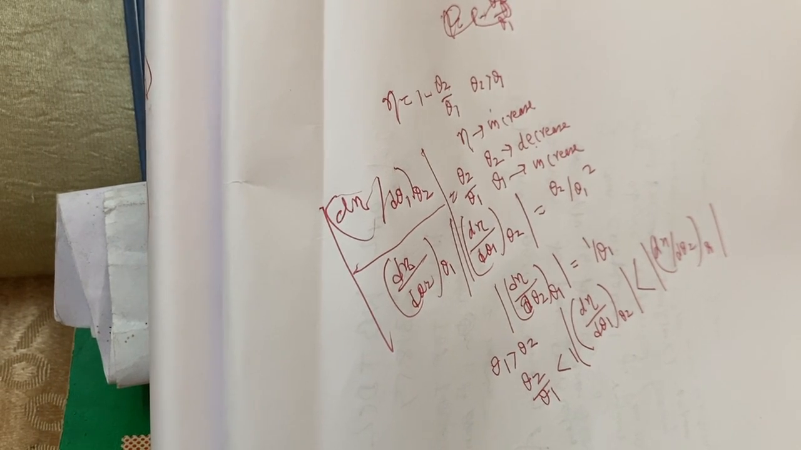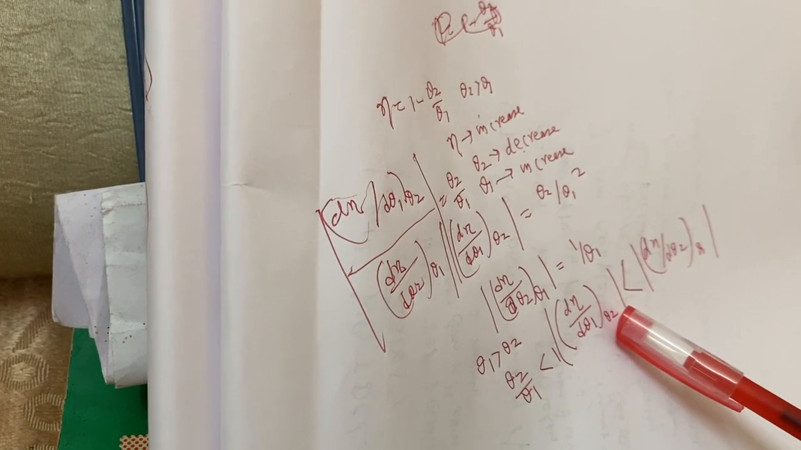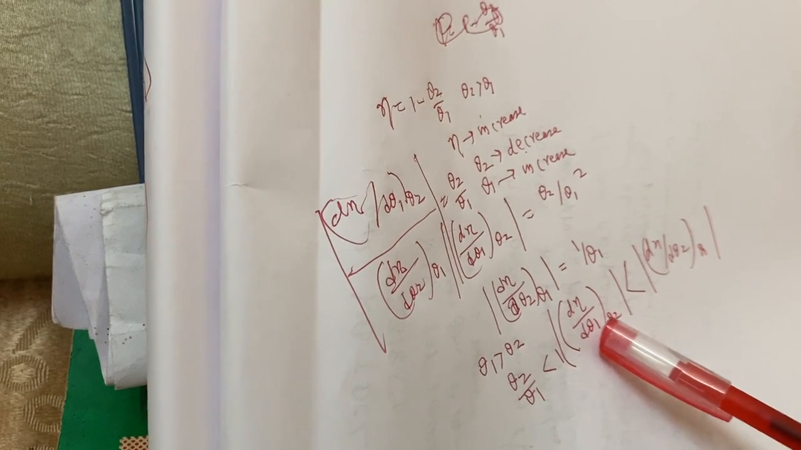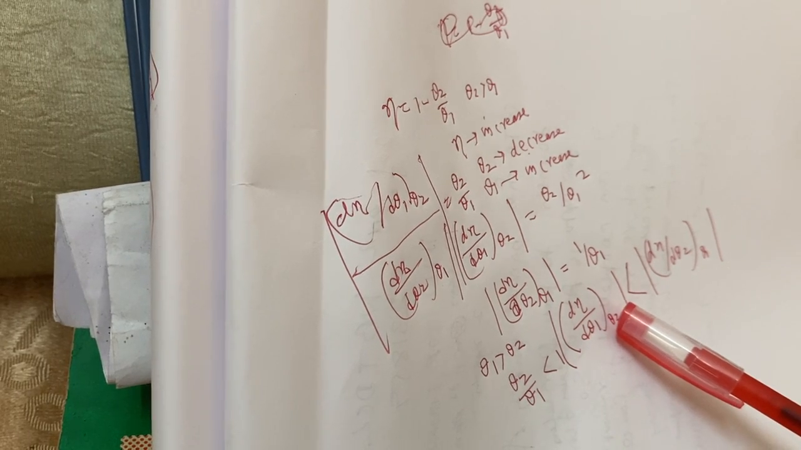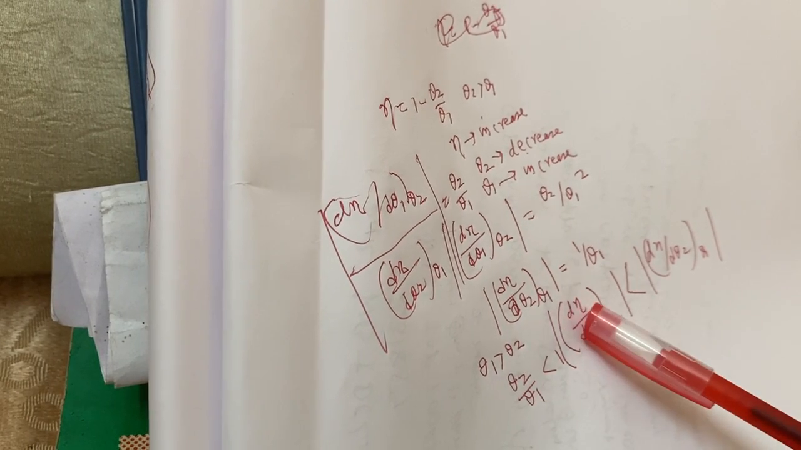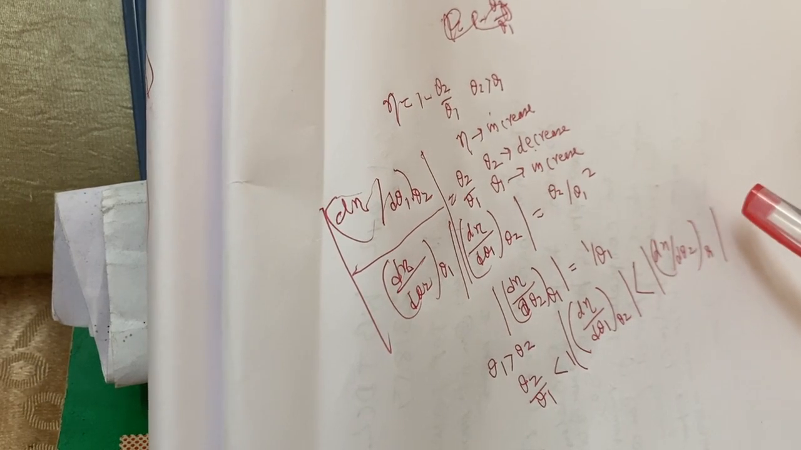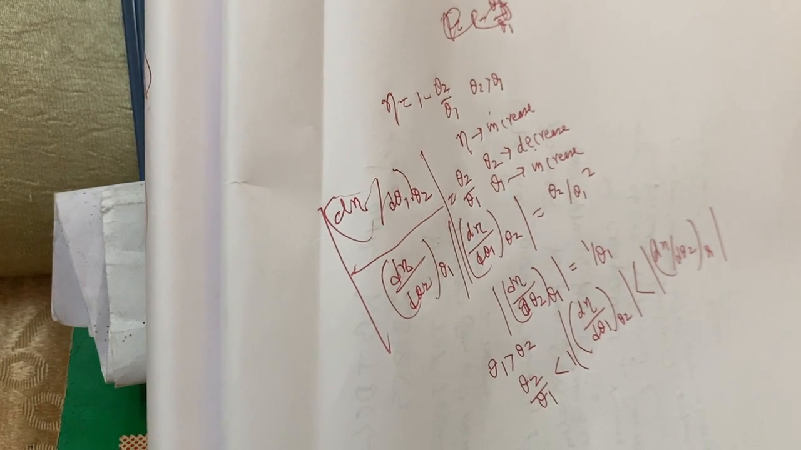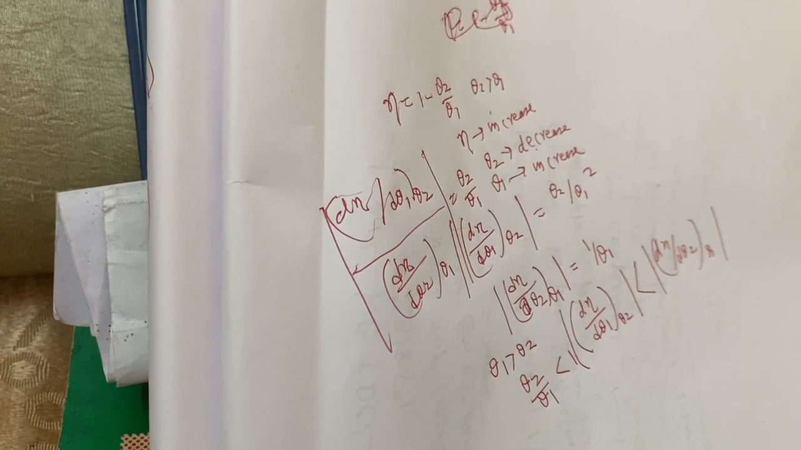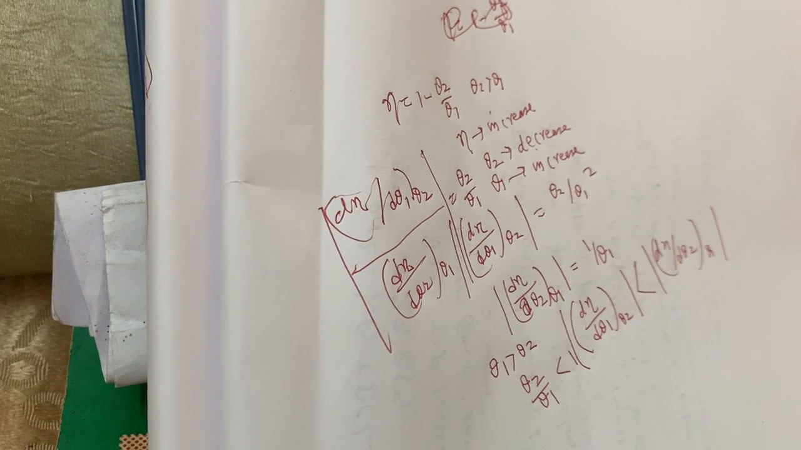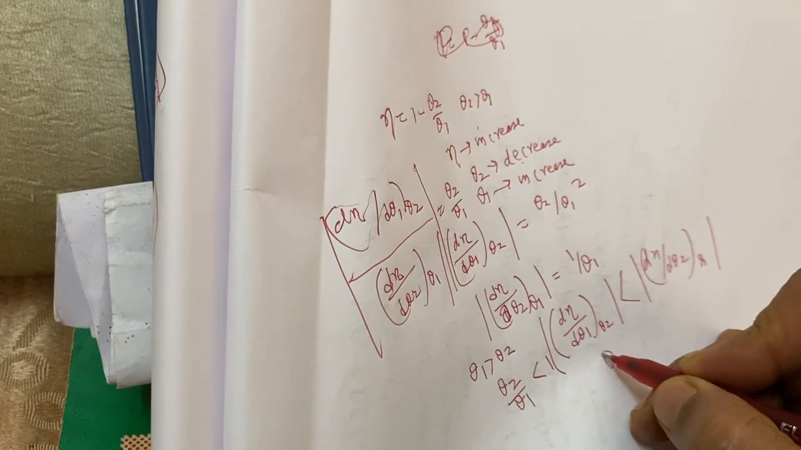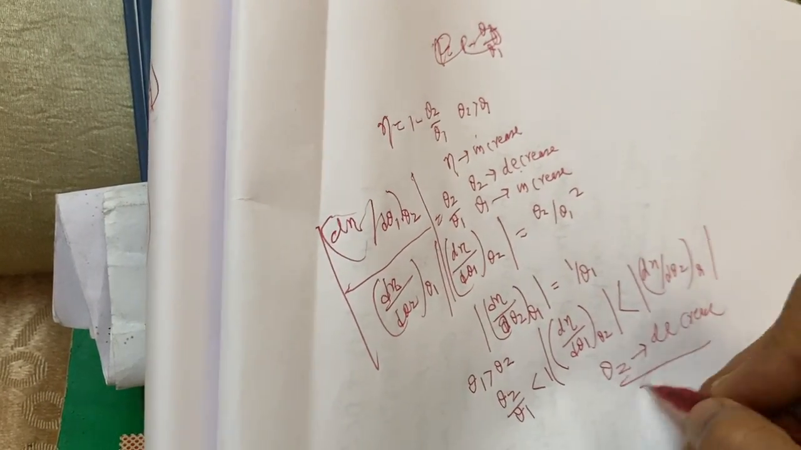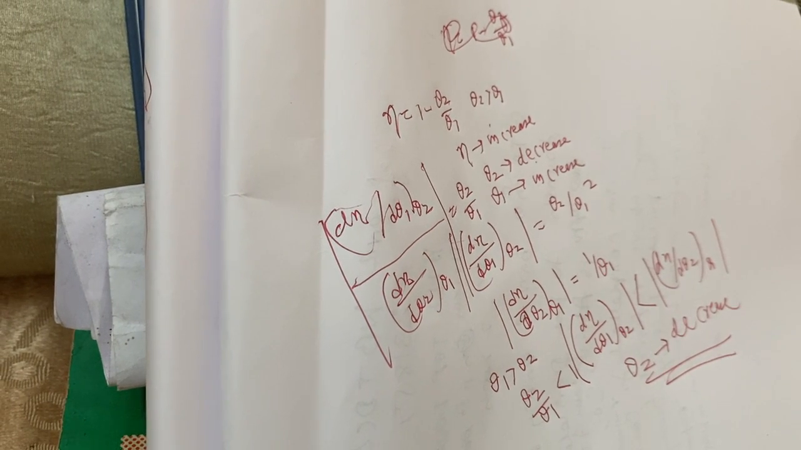So, if we keep theta 2 constant and vary the temperature of the source, that is theta 1, then the efficiency change will be less than if we keep theta 1 constant and vary theta 2. So, for better efficiency, we will make theta 2 tend to decrease, keeping theta 1 constant. It will give better efficiency. Okay.